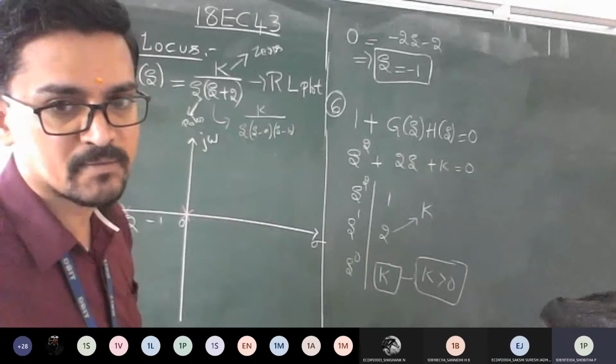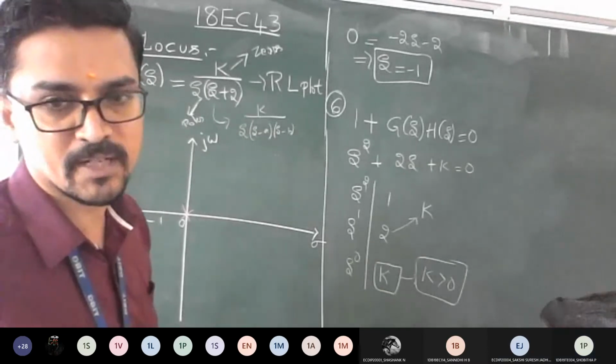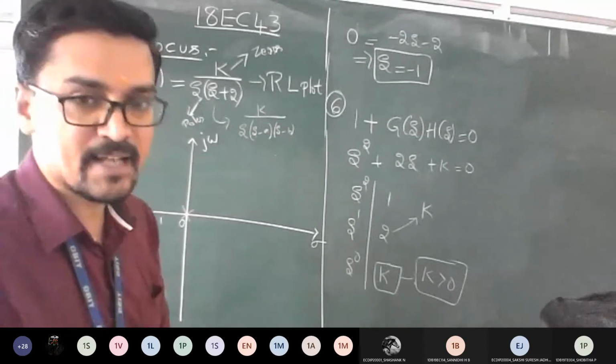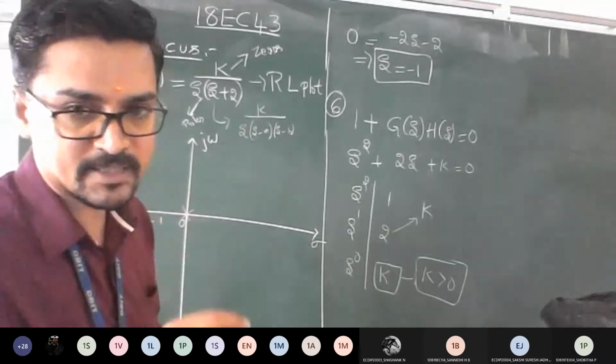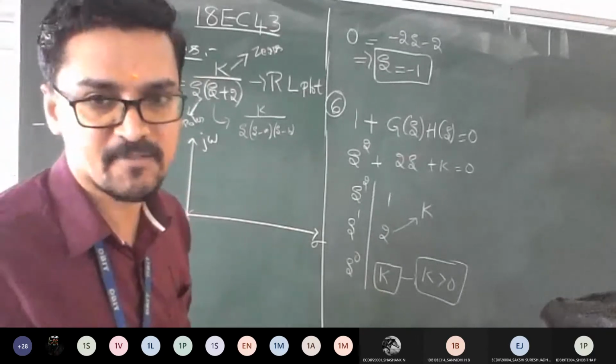So you got step number 1. Fine. The number of asymptotes you found is 2, and from that you calculated the angle. Whenever you want to find the angle and plot on the things, you need to know where exactly the root locus is there first of all.